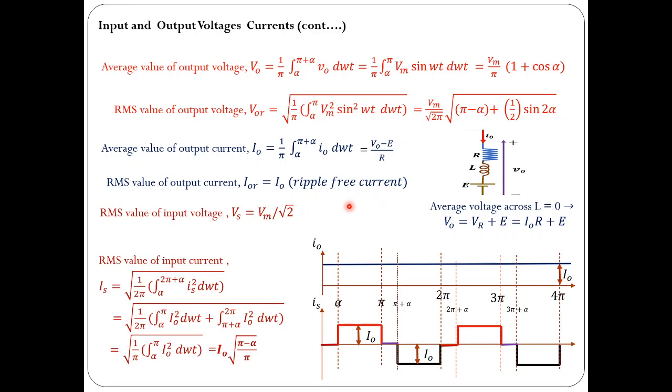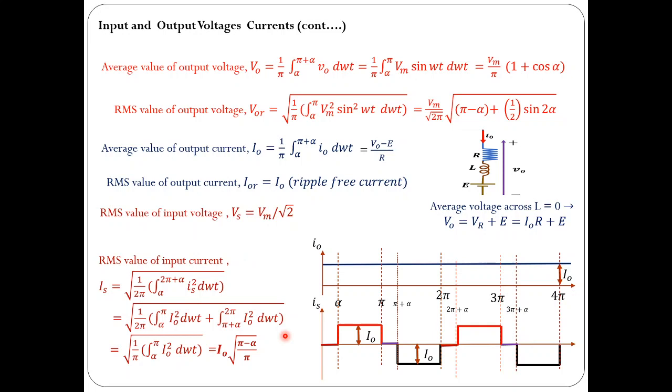The RMS value of the input voltage is equal to Vm by root 2, where Vm is the peak value of the source voltage. RMS value of input current, you can derive and you would get that it is equal to I0 into square root of pi minus alpha by pi, where I0 is the RMS value of the load current. So this way one can find the average and RMS values for output voltages and output currents, input voltage and input current respectively.